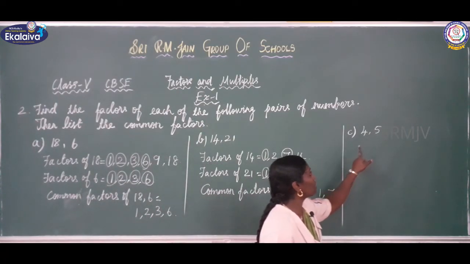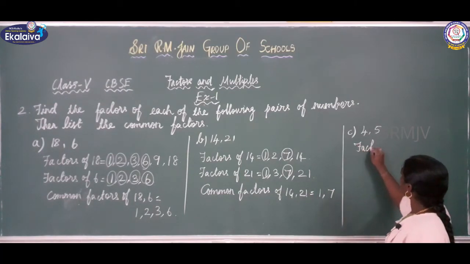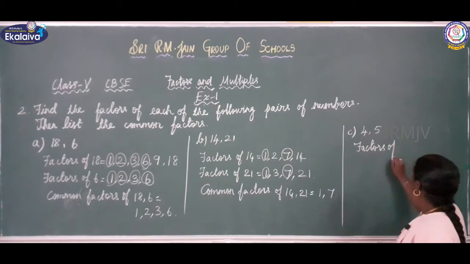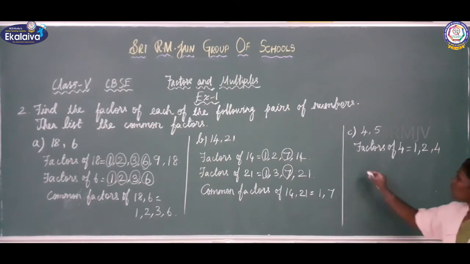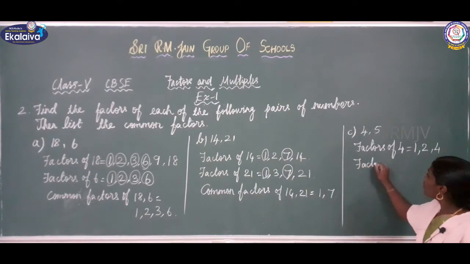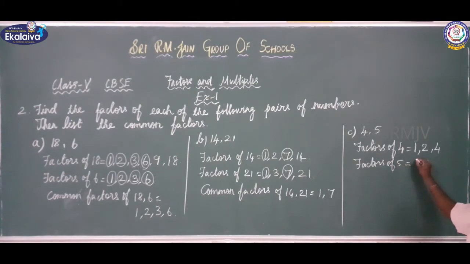Then next 2 numbers, 4 and 5. Now, we have to find the factors of 4. Factors of 4: the first factor is 1, then 4 is an even number, so 2 is a factor. 4 is not divisible by 3, then it is divisible by 4. Then factors of 5. Here the first factor is 1, it is not divisible by 2, it is not divisible by 3 and 4. Then it is divisible by 5.